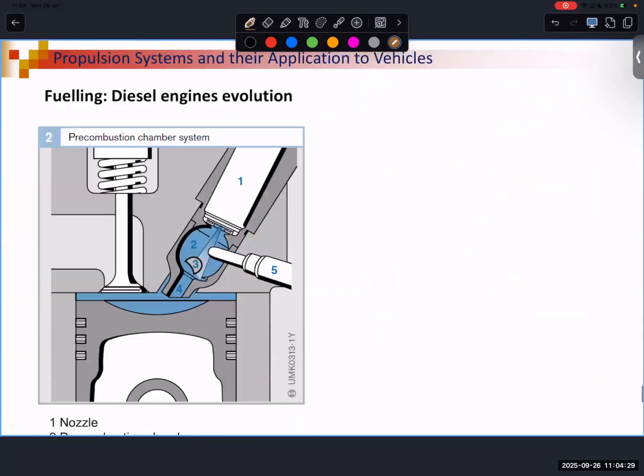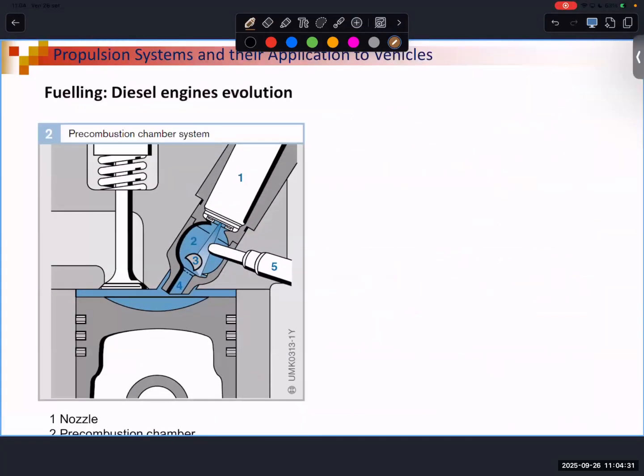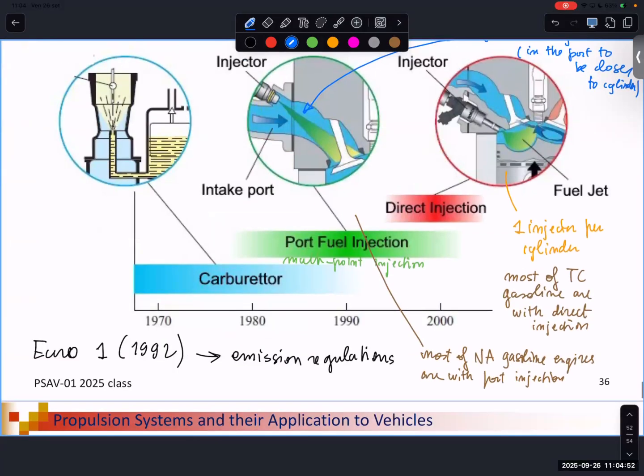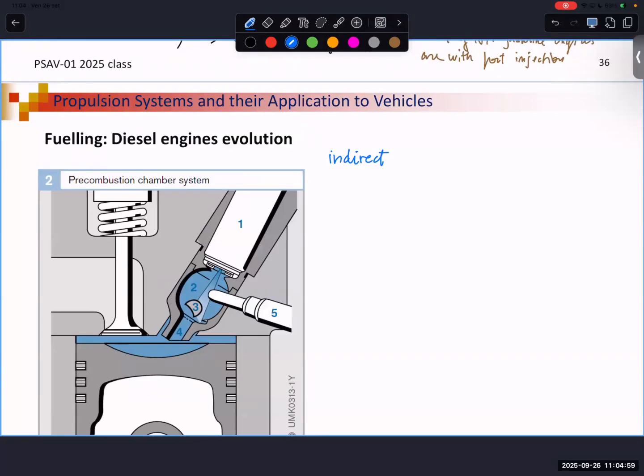For diesel, we can have indirect injection or direct injection. Indirect injection was not occurring in the port like for gasoline engines, but in a dedicated small chamber that can be called a pre-chamber.